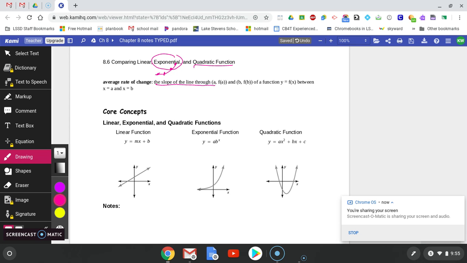And same thing for quadratic functions. We know it's going to be this shape here. I know the slope here to here is not going to be the same as the slope from here to here, but that's okay. I can still find the slope between 2 points.